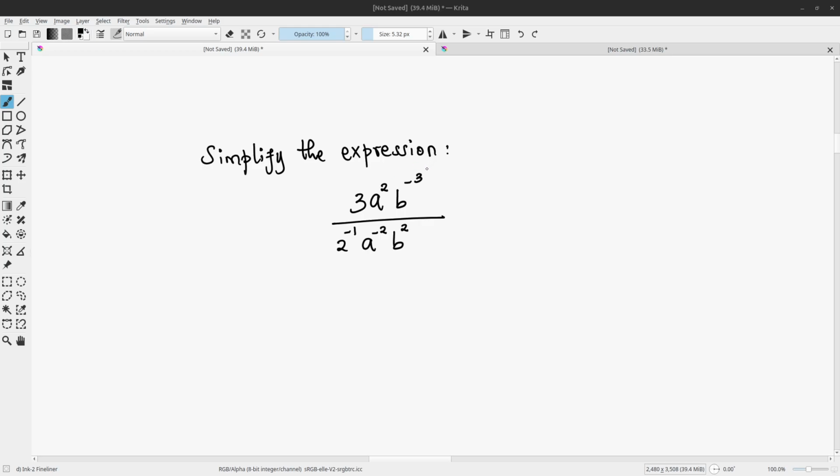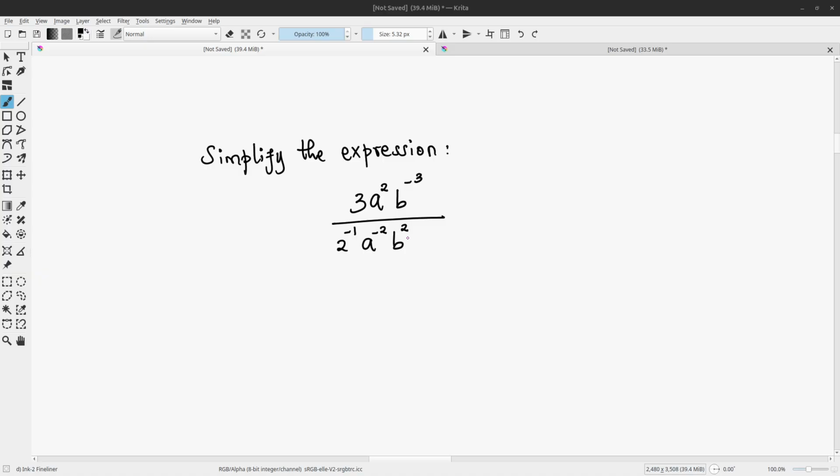Simplify the expression 3a squared b to the power of negative 3 all over 2 to the power of negative 1 times a to the power of negative 2 b squared. So the first thing you need to notice is that we have constants like 3 and 2 here, and then the rest are variables. So we have a squared at the top, and then we have a to the power of negative 2 at the bottom, and then we also have b to the power of negative 3 at the numerator, and then in the denominator we have b squared.